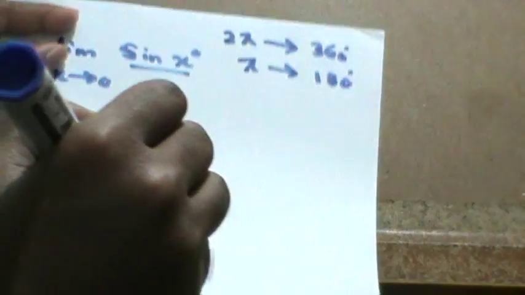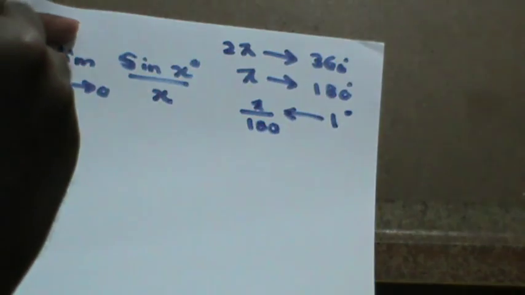If you are given some angle in degrees, you know how to convert it to radians. If x is in degrees, you know that 2π is equal to 360 degrees, so π is equal to 180 degrees. Conversely, 1 degree should be equal to π divided by 180.